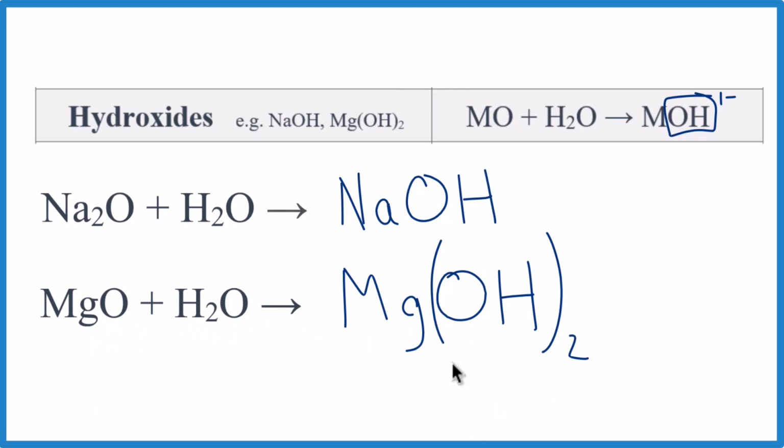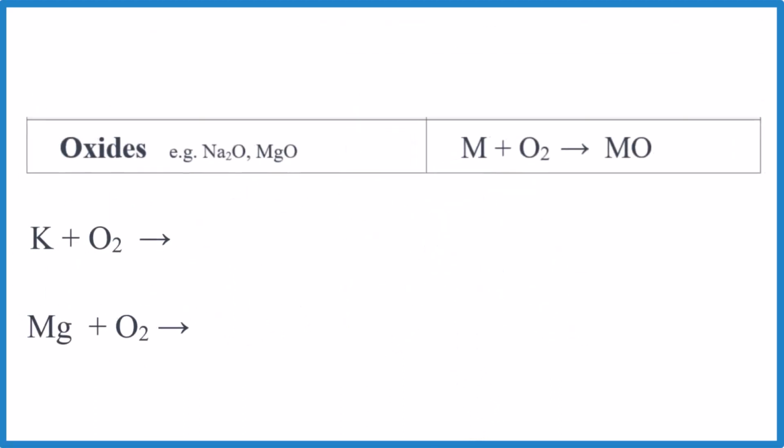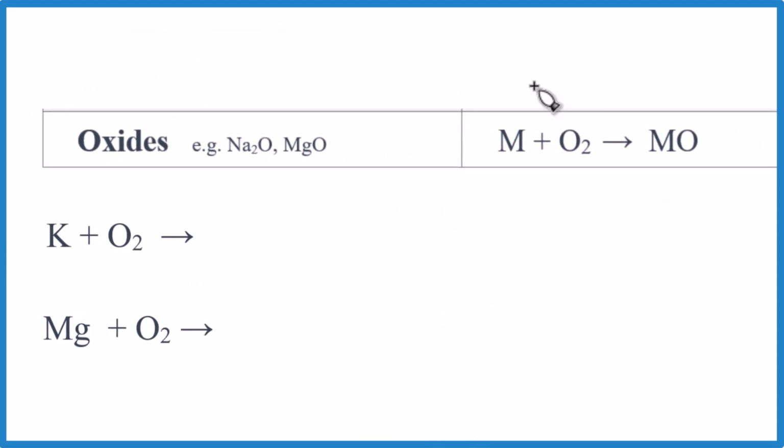Let's look at our last category, the oxides, metal oxides. So for our metal oxides, we have a metal plus oxygen gives us a metal oxide. So K plus O2, that just gives us KO. But remember, oxygen's at 2 minus, potassium's at 1 plus, so we do need 2 potassium atoms to balance that charge. That's what we end up with. Pause, give this one a try.